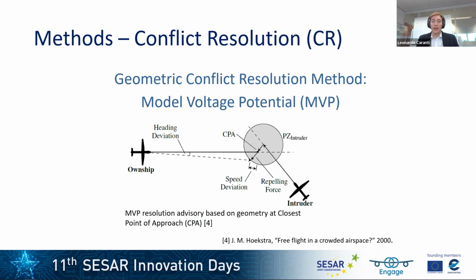In order to evaluate conflicts in a more realistic setting, a conflict resolution method was chosen, and the chosen one was the modified voltage potential. This algorithm takes inspiration from the repulsion of charged particles to attempt to minimize the path deviation when two aircraft have a conflict in the resolution of the conflict.